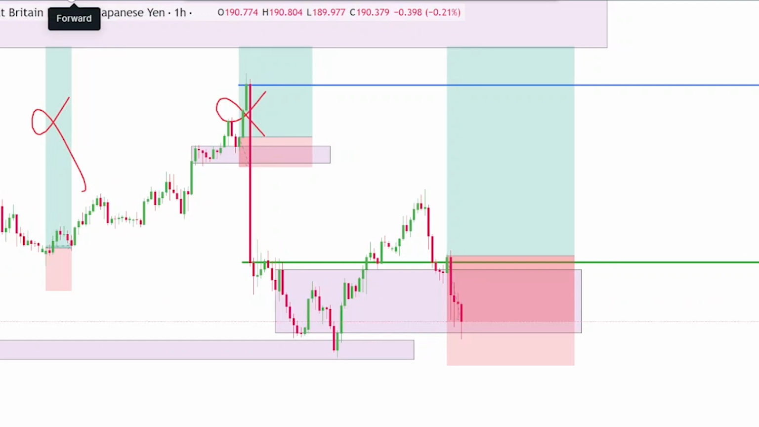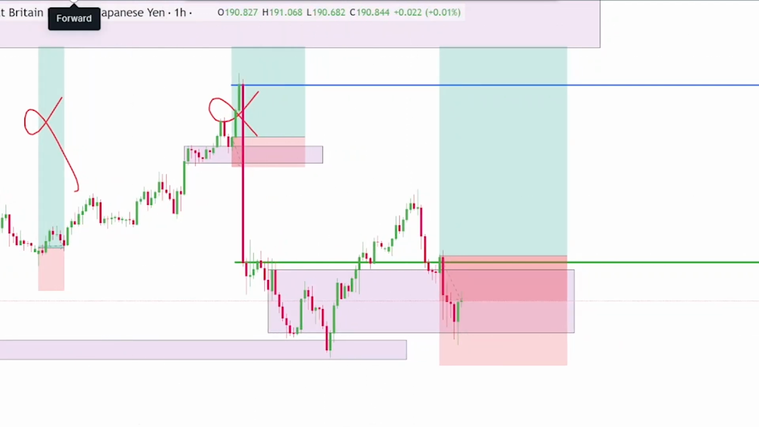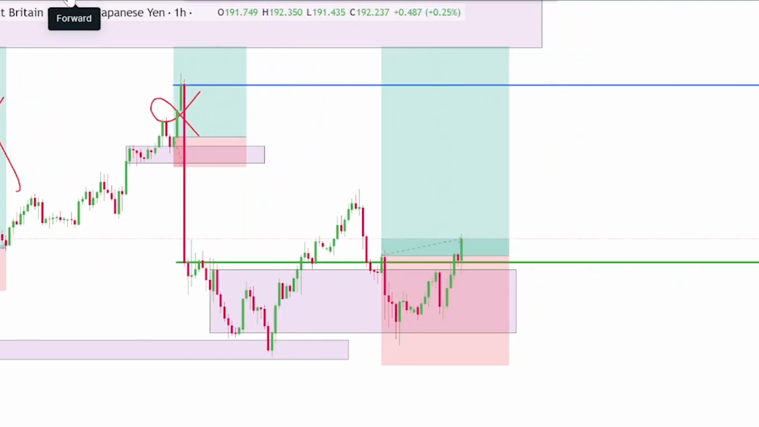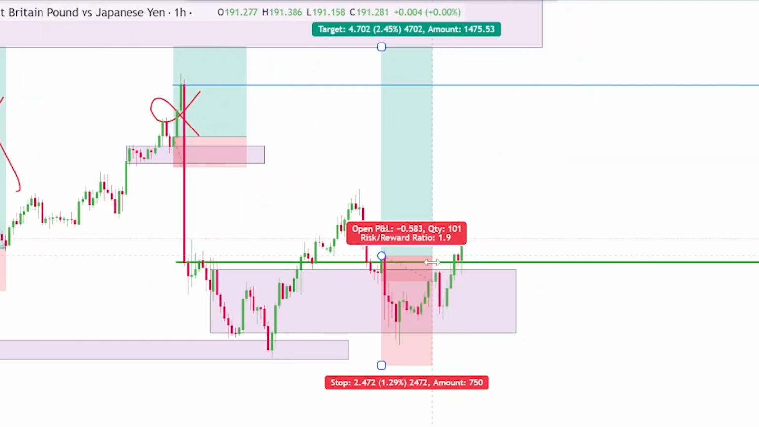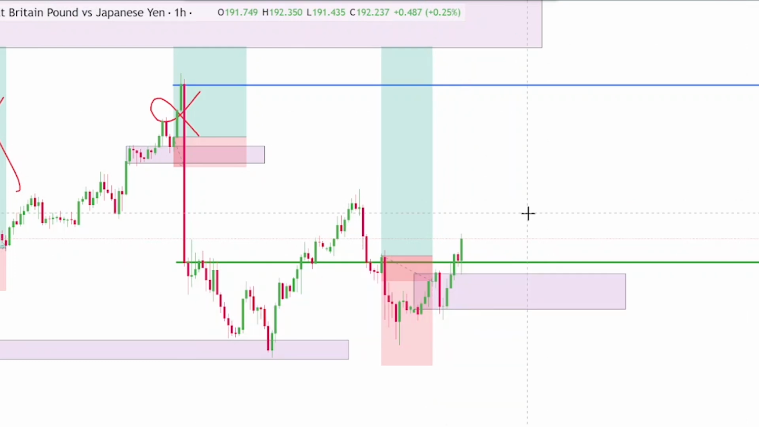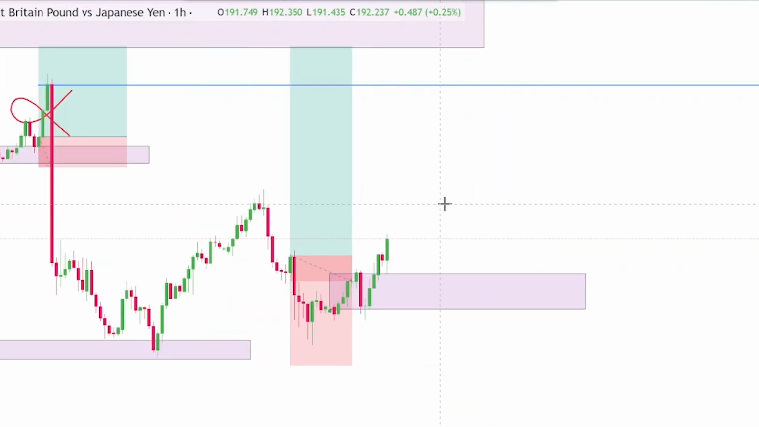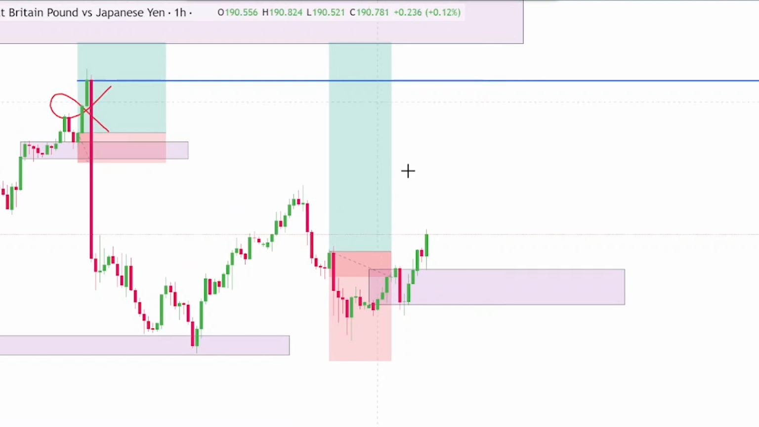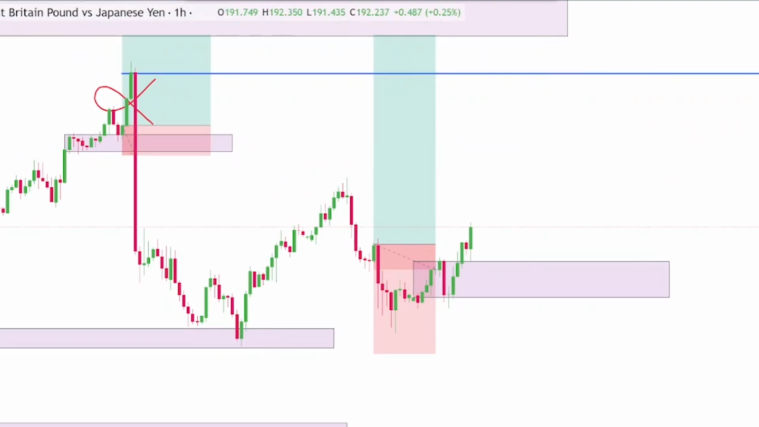Okay, we are still moving down. Equal lows from this area. Let's see, can we move up? Okay, this is also an area to buy from. So I'm going to be waiting for the market to make a retracement from this area so that I can take another opportunity to buy. So let's see.